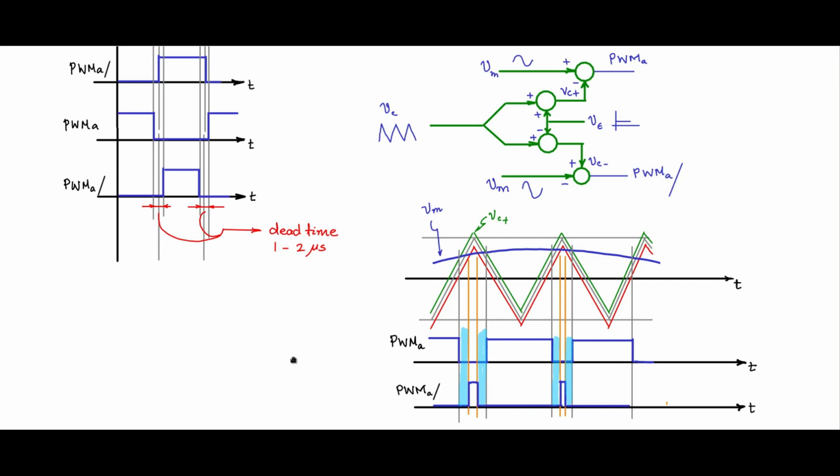So in this way, you can implement a sinusoidal PWM with dead band generation, or dead time generation, to obtain a single phase sinusoidal pulse width modulated inverter.